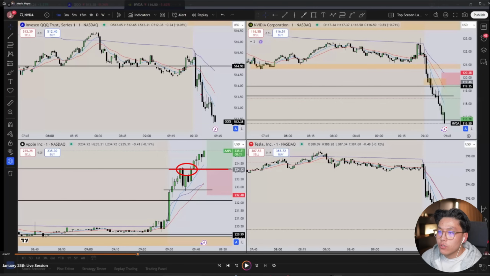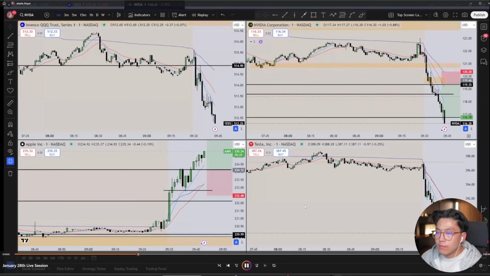You can see the relative strength compared to the Qs. The Qs is pushing towards the downside. Apple is heading towards the upside. So what we'll be doing is looking for any sort of pullbacks or this continued push back towards the upside on Apple.